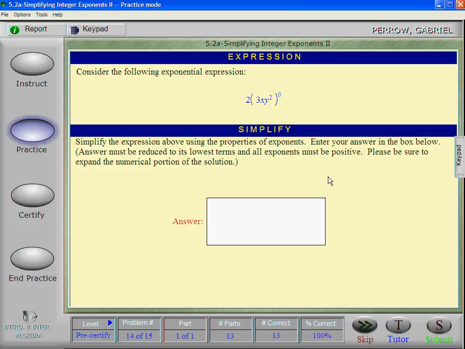Okay, we can do this one quick too. Look at what they give you. 2 times 3xy squared to the 0 power. All of this stuff is inside the parentheses. The 2 out front is outside the parentheses. So what happens when you raise something to the 0 power? Well, you could raise each of these to the 0 power, but the result is still going to be a 0 power for each factor, which is going to become 1. Anything to the 0 power is 1. So you're talking about 2 times 1, which is 2. So that's a nice quick one that we can grab.